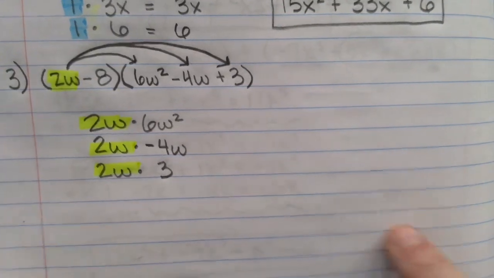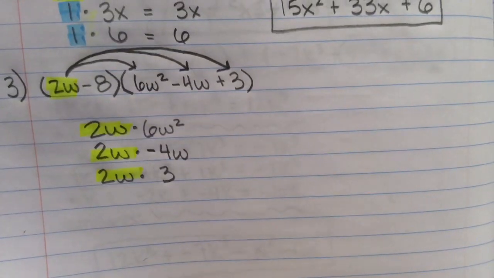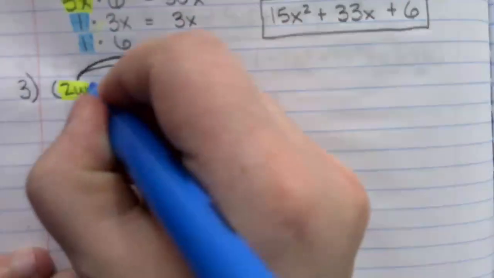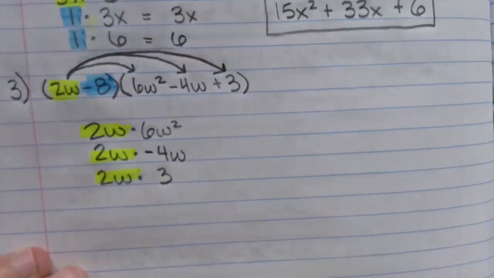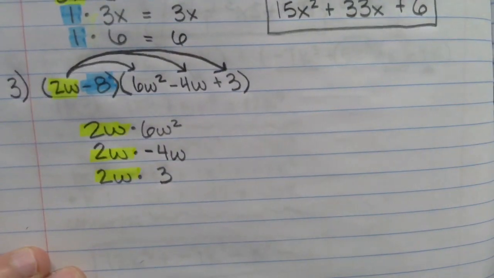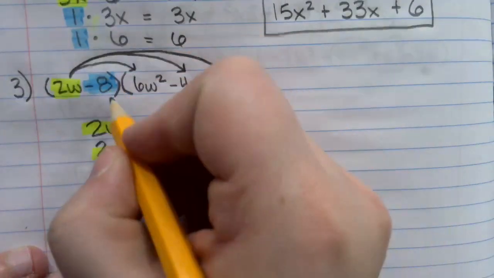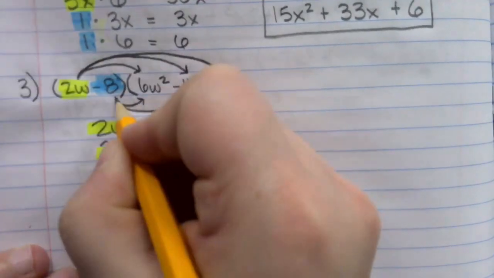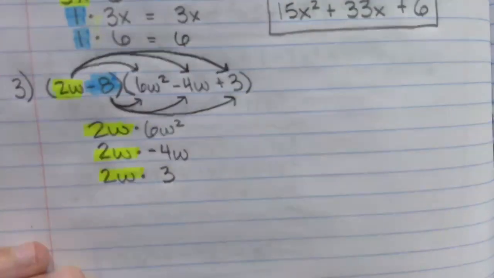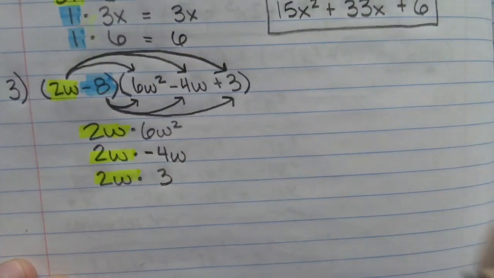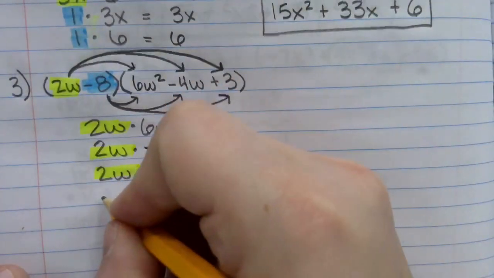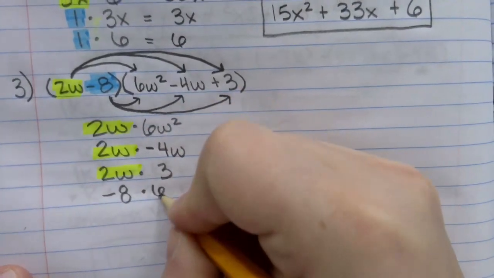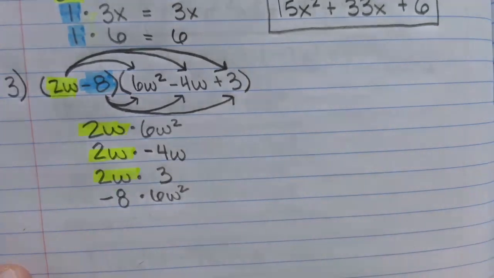All right, now what is our second part that we're going to distribute? Just 8? Good, negative 8. That minus 8 is really important. It stays as negative 8, and we're going to distribute that. Pew! Pew! Pew! So we have 3 more math problems to write. Negative 8 times 6w squared.